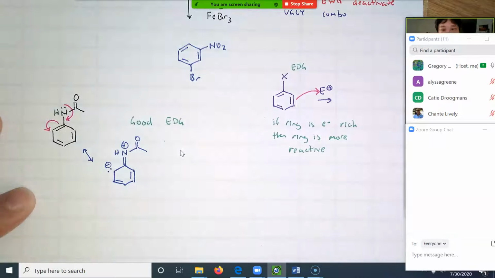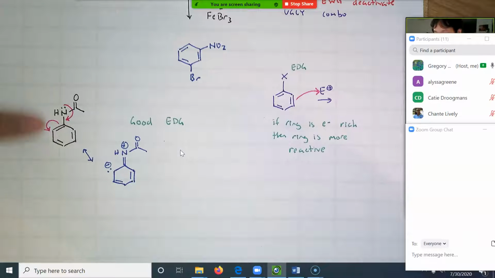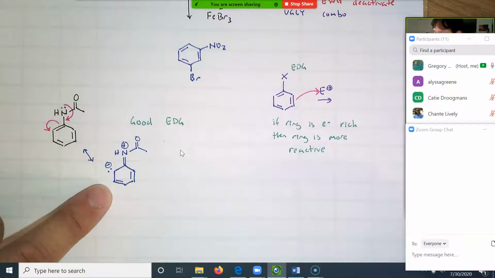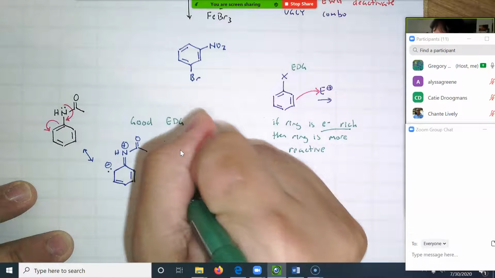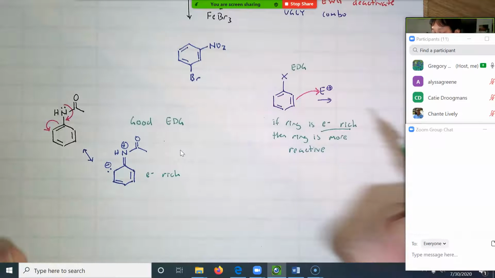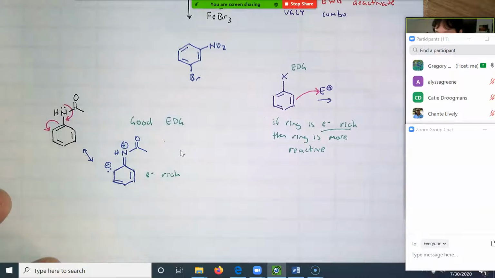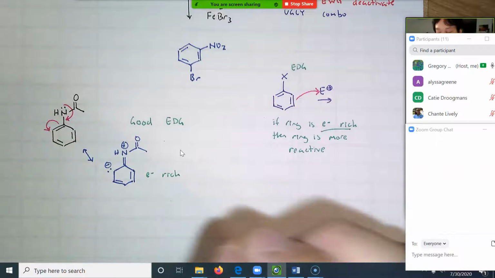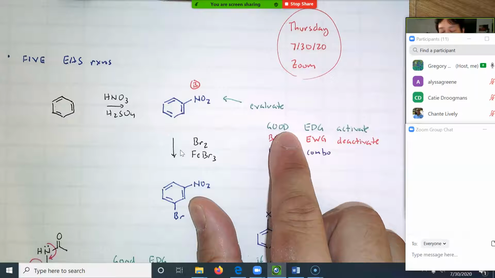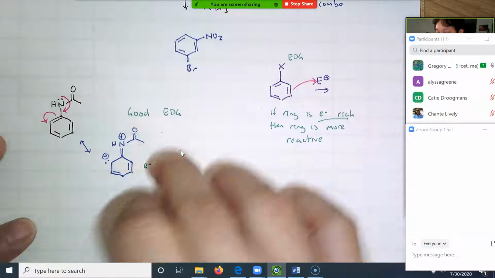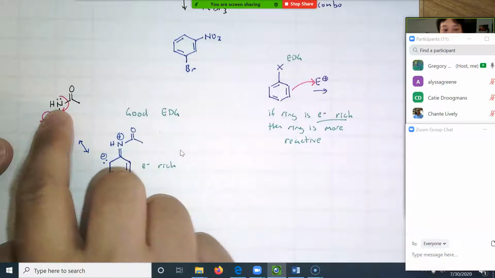When you do the attack, you're using just the benzene ring. There could be the group, but you're using the aromatic ring. You're not using this resonance. Again, this is just telling you why this is electron rich. We want electron rich to make the ring more reactive. So I'm not explaining why good groups direct ortho and para. That's a related story, but a different story. I just want to clarify why I think something like this is a good group.